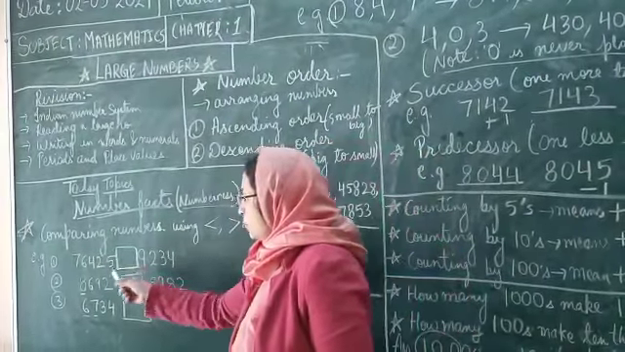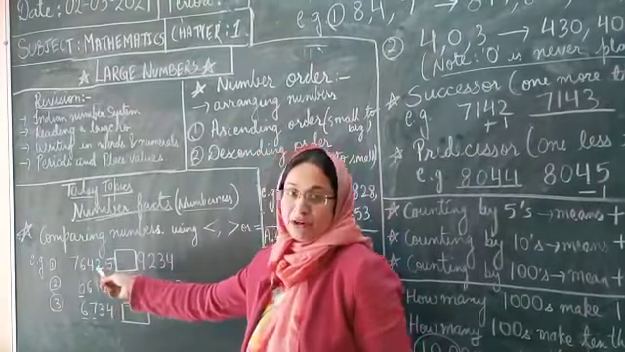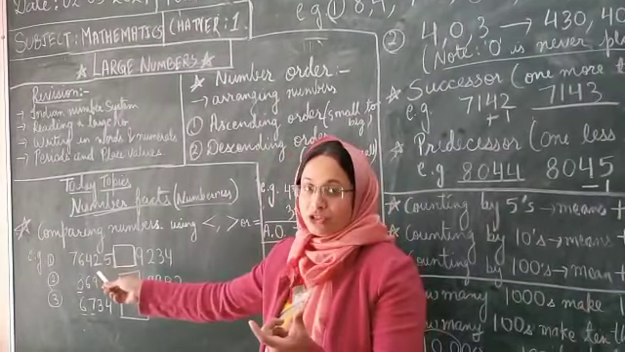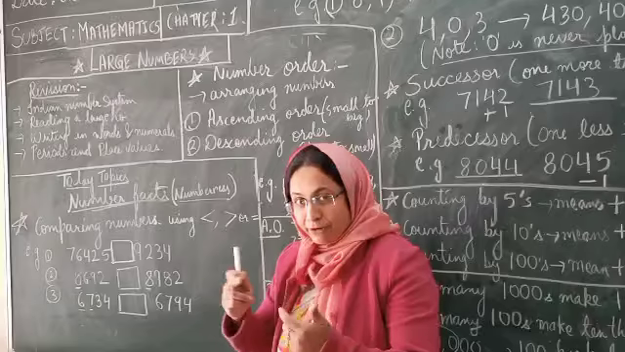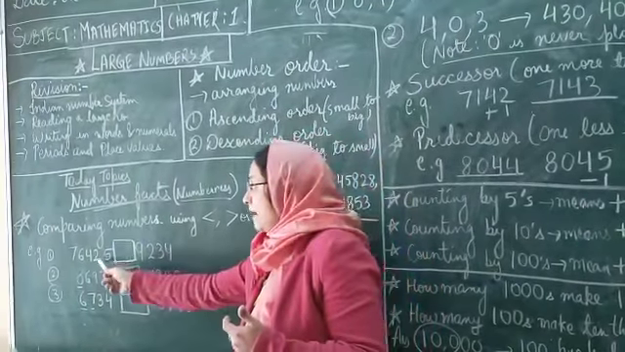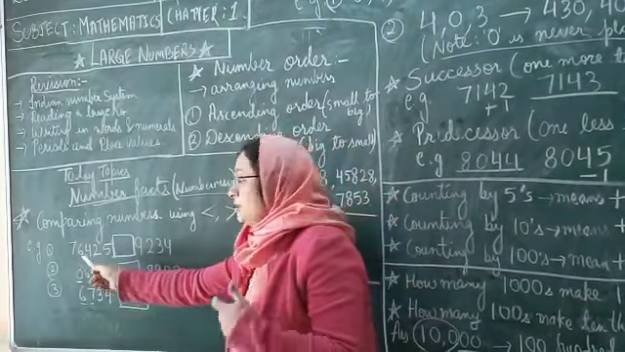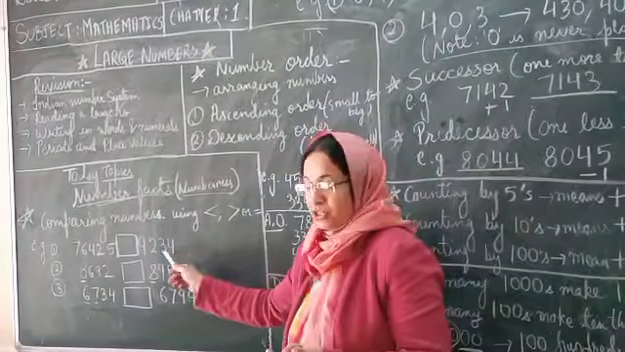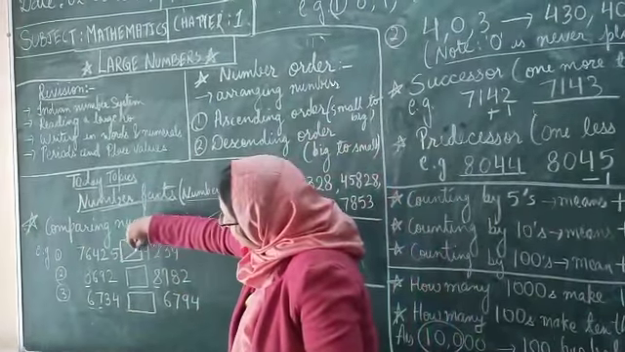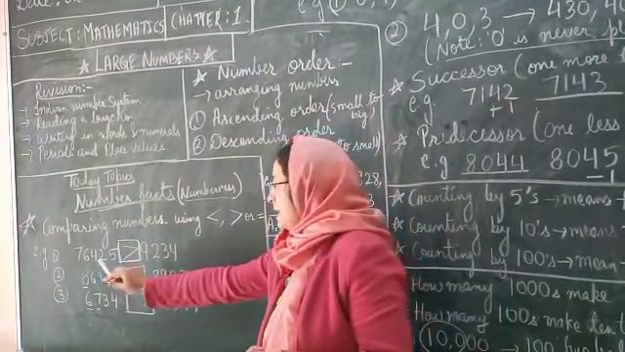Look at these few examples I have given here. This is the first example. If there are two numbers to compare, first of all you should see whether both of them have the same number of digits or a different number of digits. Then the number having more digits will be bigger, will be greater. Here the first number has 5 digits and this has 4 digits, so obviously the first number is bigger because it has more digits.